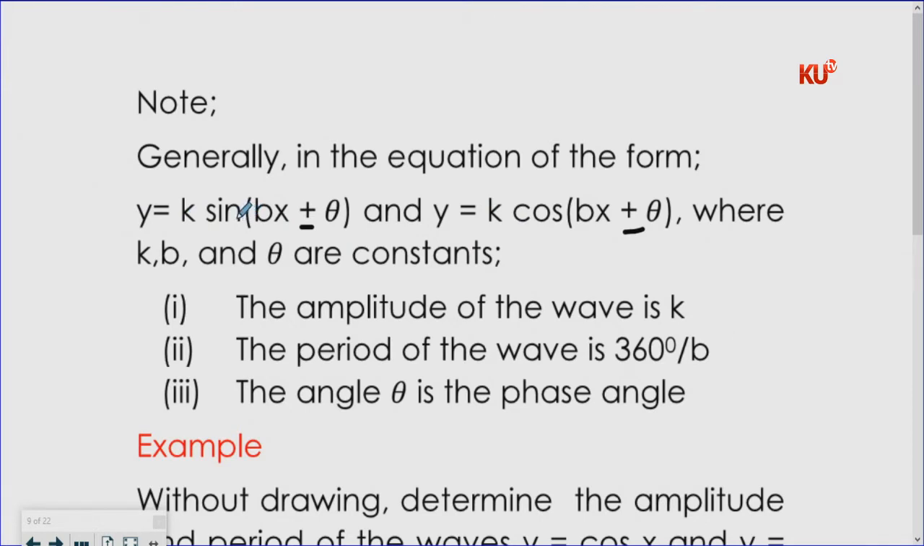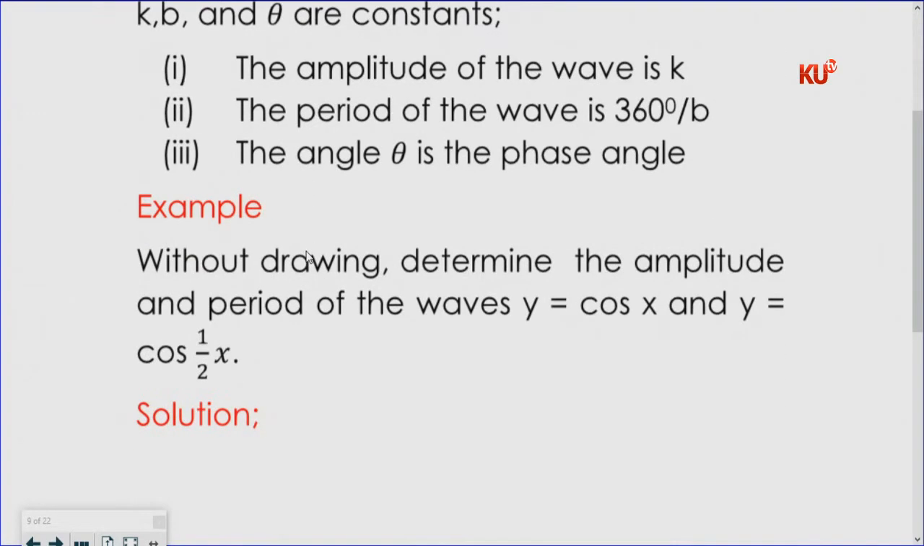You just look at the coefficient, the number that is coming before sine or cos. Take note of that, learner, that to get the amplitude without drawing, you just look at the coefficient of sine or cos. Then for you to get the period of a given function, you will have 360 degrees divided by b, and b is the coefficient of x. So let's look at an example.